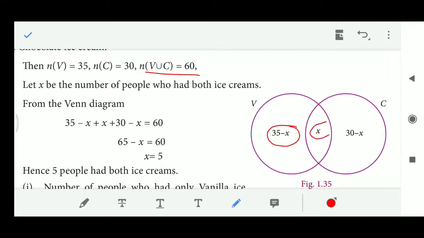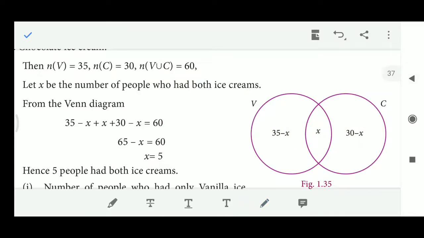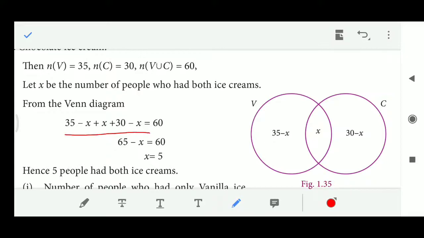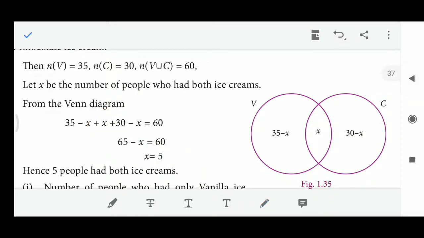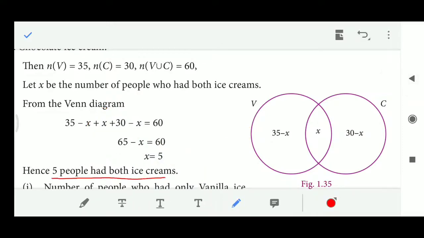So 35 minus x plus 30 minus x is equal to 60. 35 plus 30 gives 65, and minus x and plus x get cancelled. Then 65 minus x is equal to 60. If you take 65 to the right side, you will get 60 minus 65, which is minus 5. So minus x is equal to minus 5. Minus minus gets cancelled. You will get the value of x as 5. So the number of people who had both ice creams is 5.